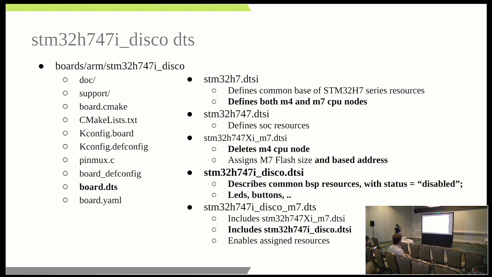So how can we do the same for dual core? Here we'll have to describe information for both cores. We'll have a first STM32H7 DTSI that defines the common base of resources that are available to either core, and we also define the CPU nodes for both cores.